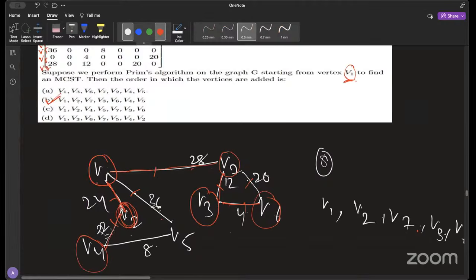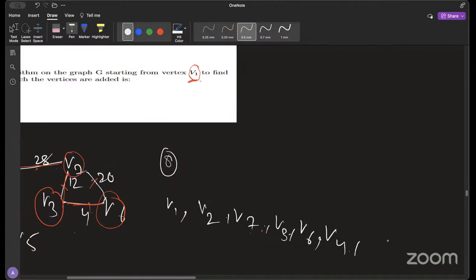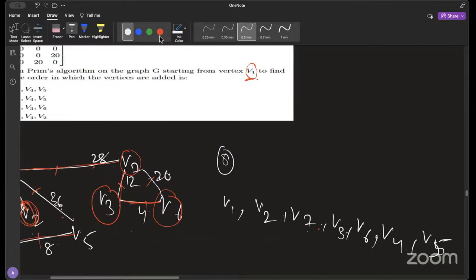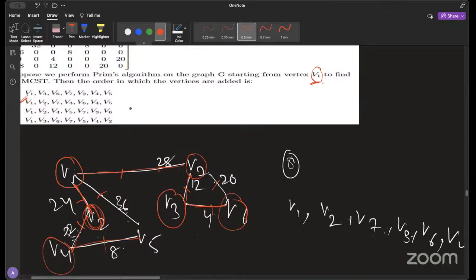And then this gets unlocked. Now all the edges are unlocked and nothing is left, by the way. Only these two are left to choose the minimum from. So the minimum is this one. The next that gets unlocked, there's only one left, right? Only V5 is left. That gets unlocked next. So this is the order V1, V2, V7, V3, this order, which is the same as this one.